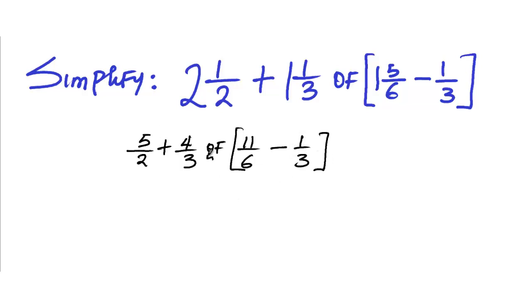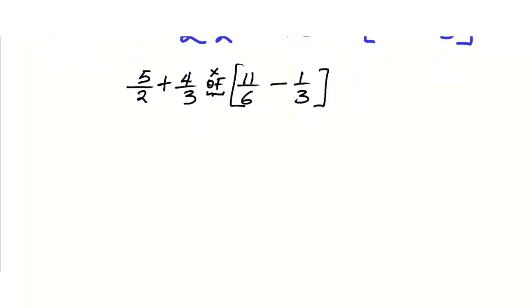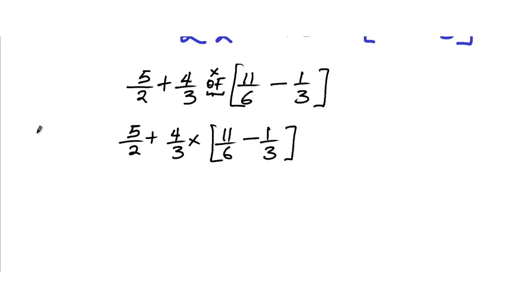So let me explain something. Whenever you see "of", it represents multiplication. So it's very important that that is mastered. So let's now rewrite this. This one can now be written as 5 over 2 plus 4 over 3 times, open bracket, 11 over 6 minus 1 over 3.